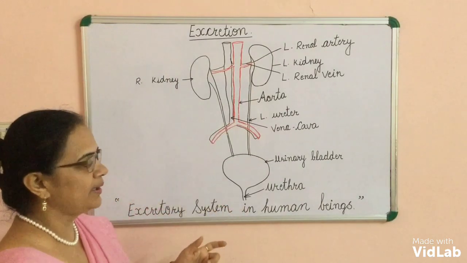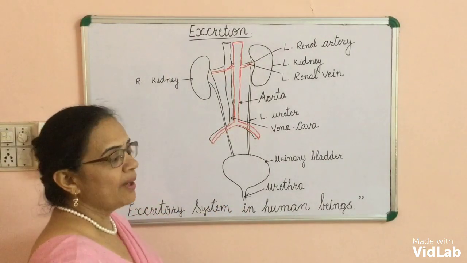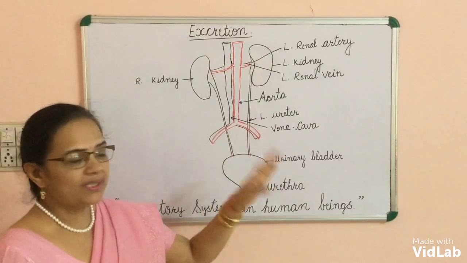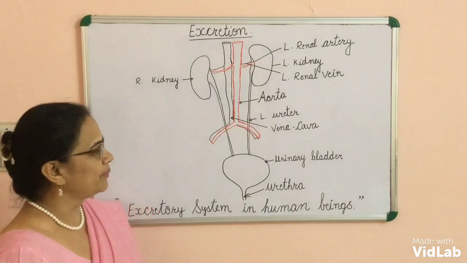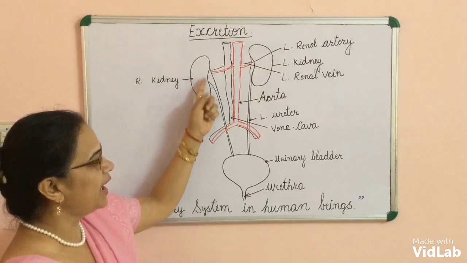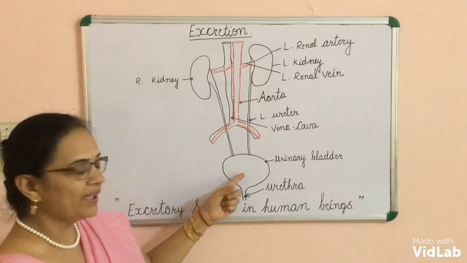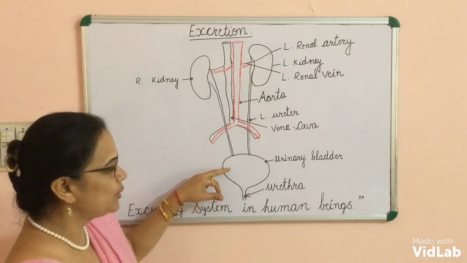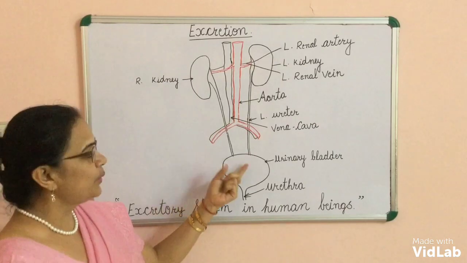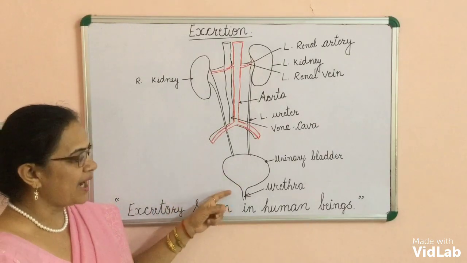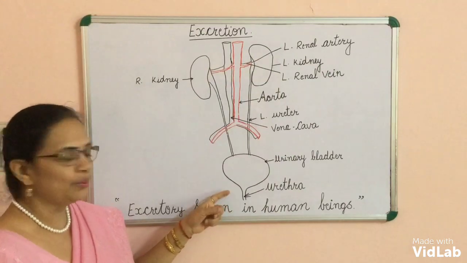Kidneys are attached to the back wall of the abdomen. They are situated on both sides of the vertebral column. From each kidney, a tube-like structure known as ureter comes out. They open into a sac-like structure known as urinary bladder. The urine is stored in the urinary bladder and then passed out from our body through the urethra.